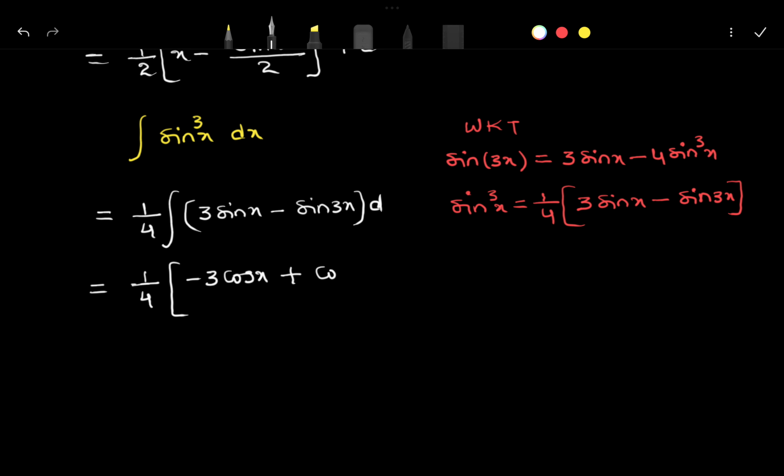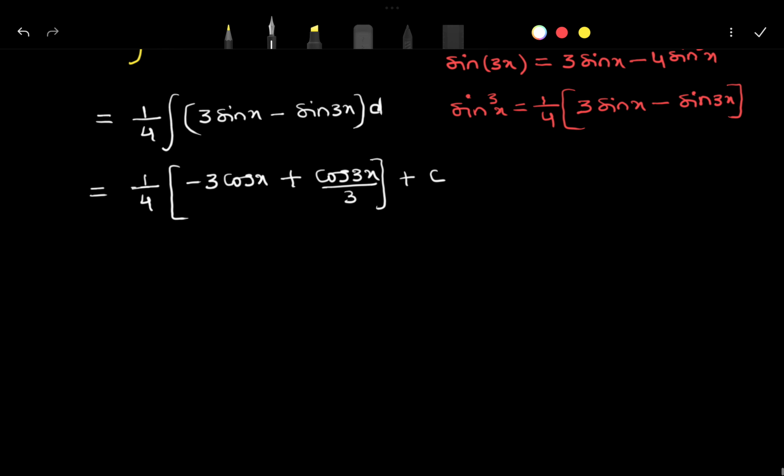Plus cos 3x whole divided by 3, so plus c. This is the integration of sin cube x. Similarly, now you can do the integration of cos cube x into dx.